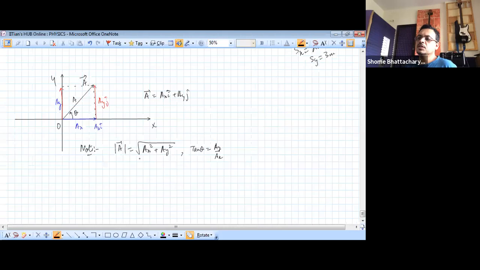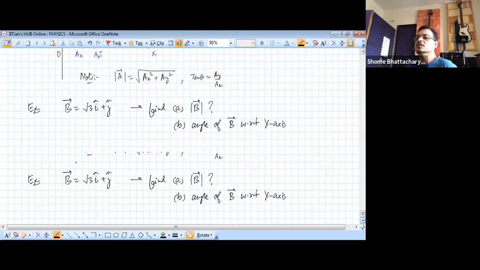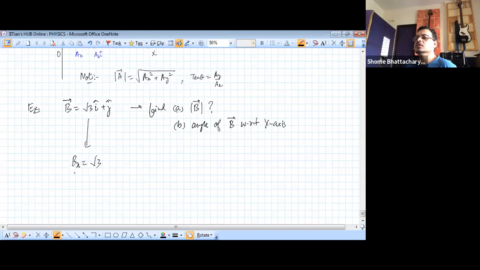So for example, if we have a vector b, which is root 3 I cap plus j cap, now we want to find the magnitude of the vector, and we want to find the angle of vector b with respect to the x-axis. So what formula do we use? We use this formula. We can see that the x component of b is root 3, the y component of b is 1.